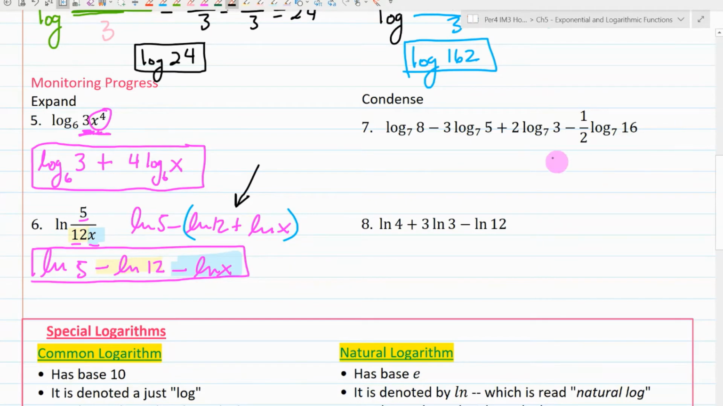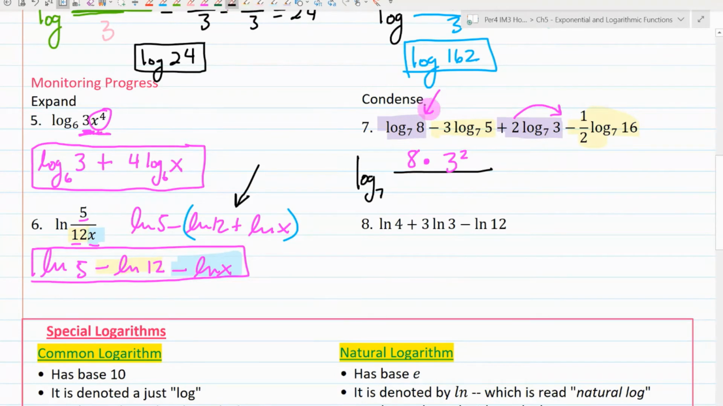Here we're going to stick all these together. This one's a lot, but you only have to write the log base 7 once. There's addition and subtraction. So these two are preceded by a plus sign. That means they're both going to be at the top. Okay, so we have an 8. And we have that 2 will become the exponent, so we have a 3 squared. These two will be in the denominator.